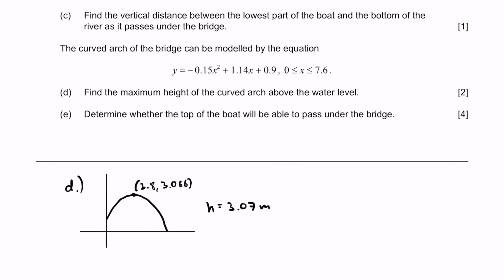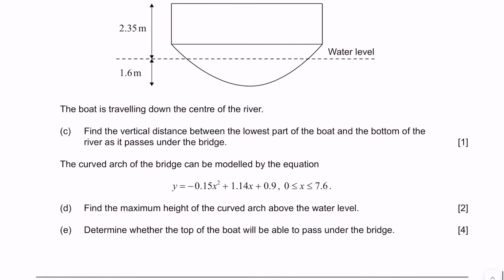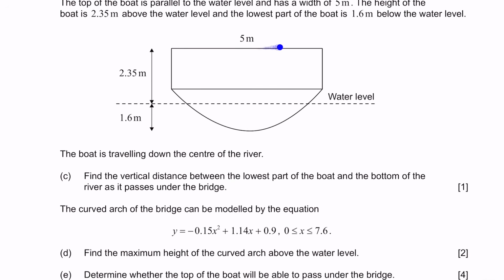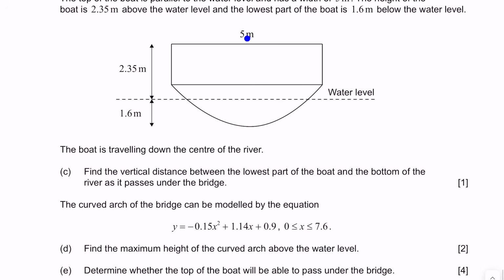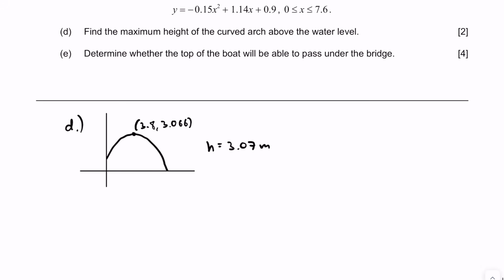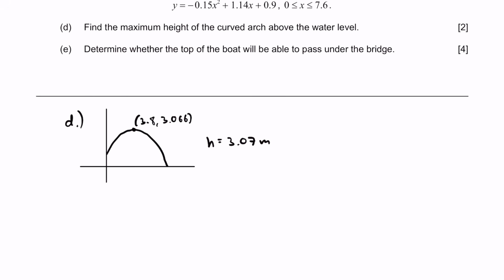Part E. Determine whether the top of the boat will be able to pass under the bridge. Okay, so we've got this arch right here, or this quadratic that maps this arch, and we want to see whether this boat, which is actually quite large in terms of its width, will be able to pass underneath. So the boat is traveling down the center, and so what does that mean? If this boat, for example, is 5 meters in width, and it's passing down the center, how far is it going to, in some sense, hang over on either side?